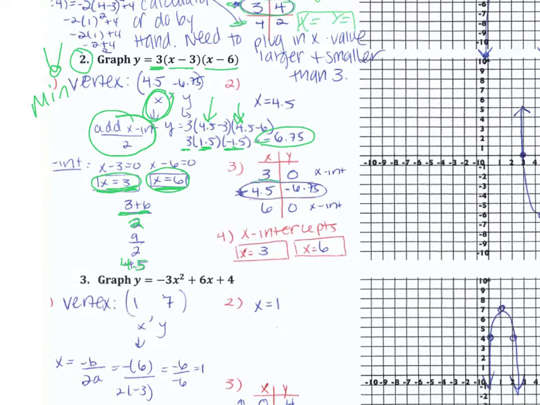So we have our vertex. You don't need other ordered pairs because you already have the vertex and you have 2 intercepts. So you can draw your graph. The axis of symmetry, again, is the x part of the vertex. So the axis of symmetry is x equals 4.5. And the min value is the y part of the vertex. So it would be -6.75.